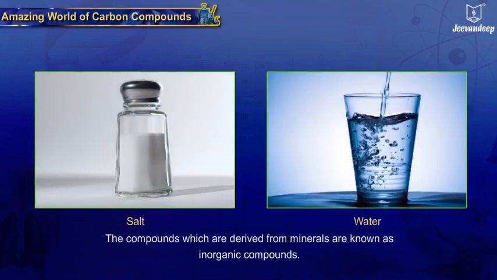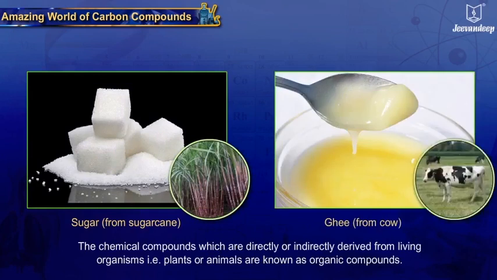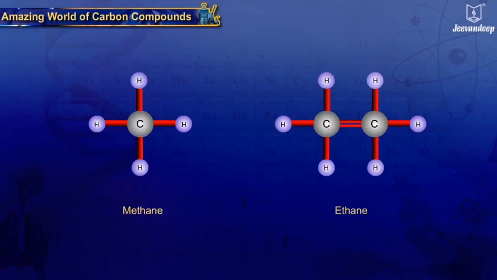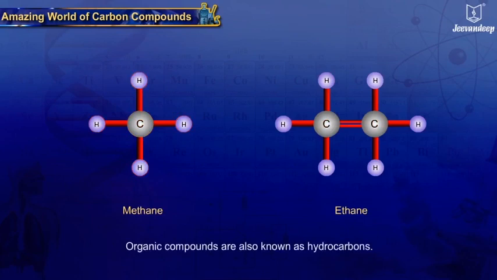The compounds which are derived from minerals are known as inorganic compounds. The chemical compounds which are directly or indirectly derived from living organisms, that is, plants or animals, are known as organic compounds. All organic compounds have carbon and hydrogen atoms, and hence these are also known as hydrocarbons.